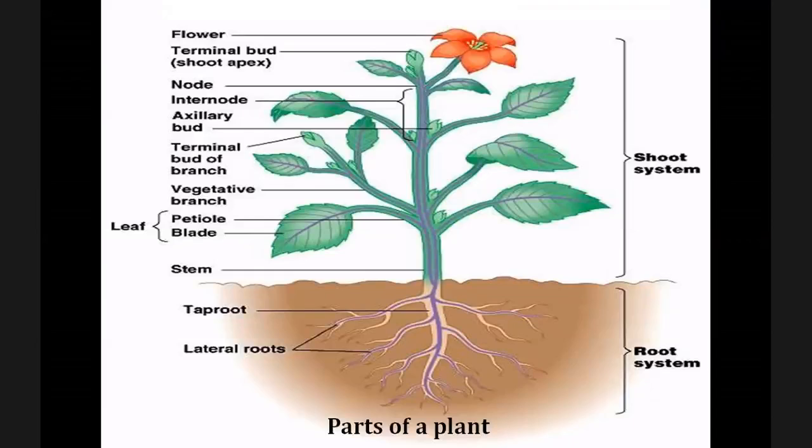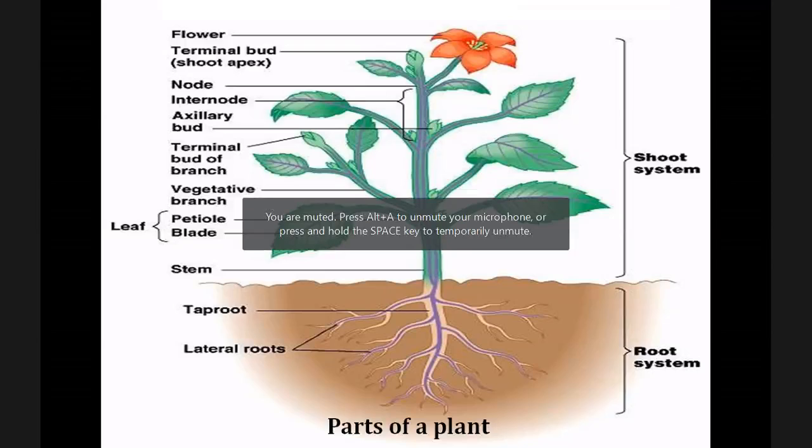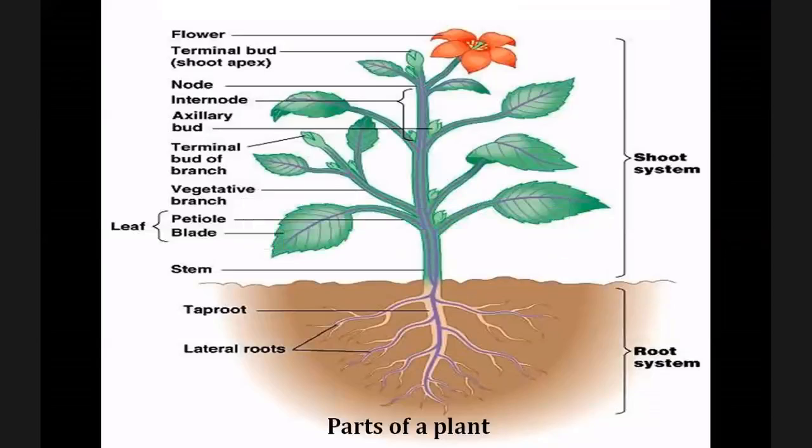You should know the parts of a plant. The above ground parts are the flower, stem, and leaves. Here in the leaf, you can see two parts: the petiole and the blade.